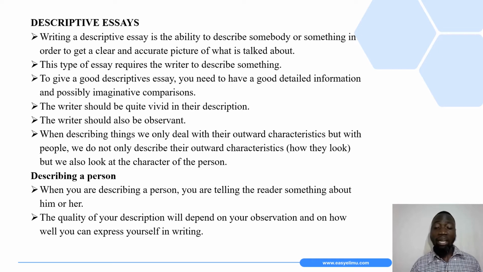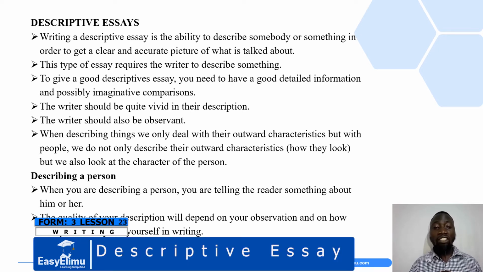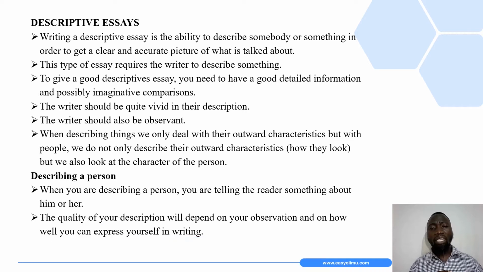So to give a good descriptive essay as a student, you need to have good detailed information and possibly imaginative comparisons. When you talk about imaginative comparisons, it means that you can look at a person or an object, then come up with your own imaginative comparisons that kind of match the description of either the person or the object that you are describing. So this will help you give a vivid description, because as a writer of descriptive essays, you should be quite vivid in your description.